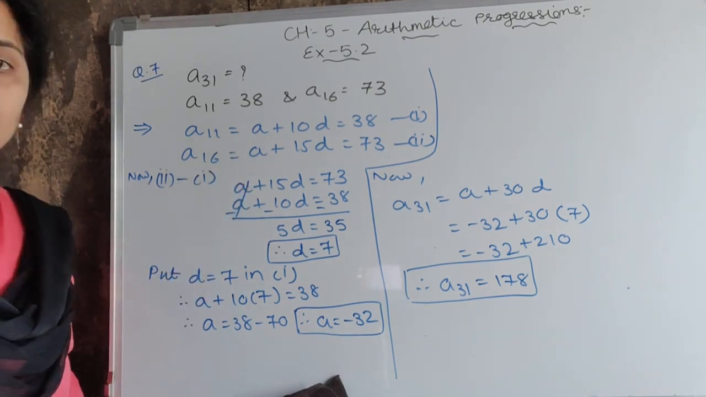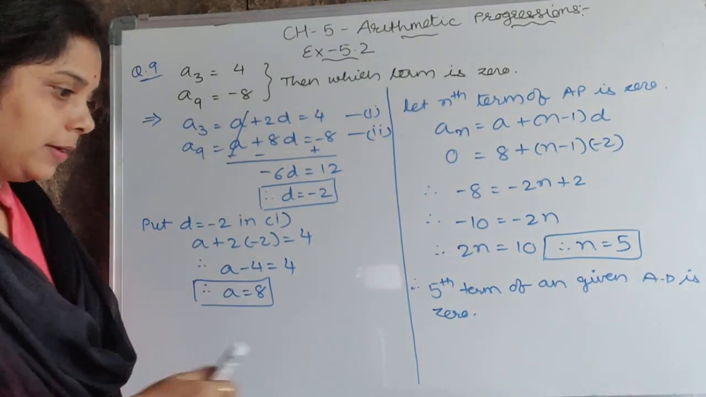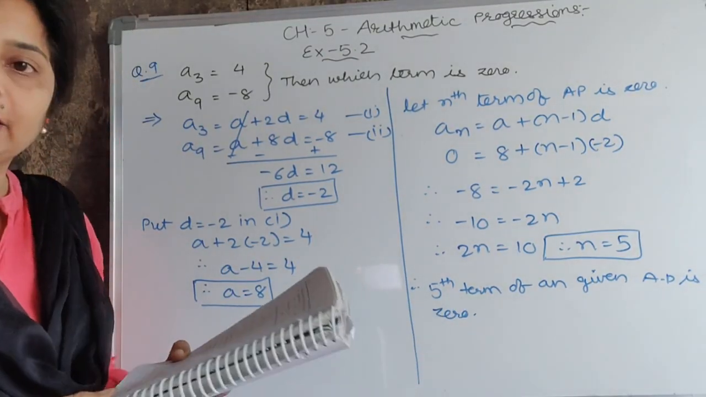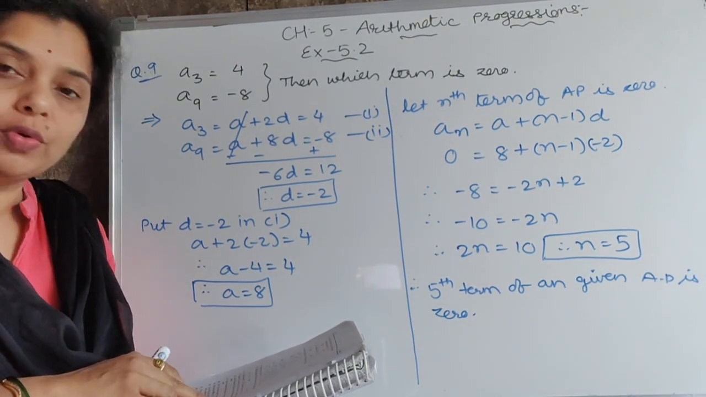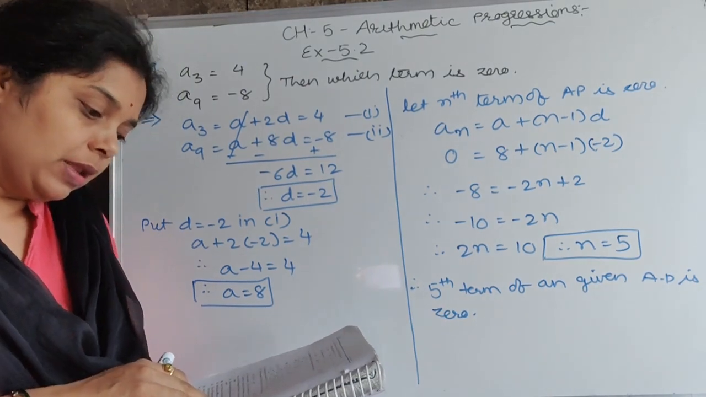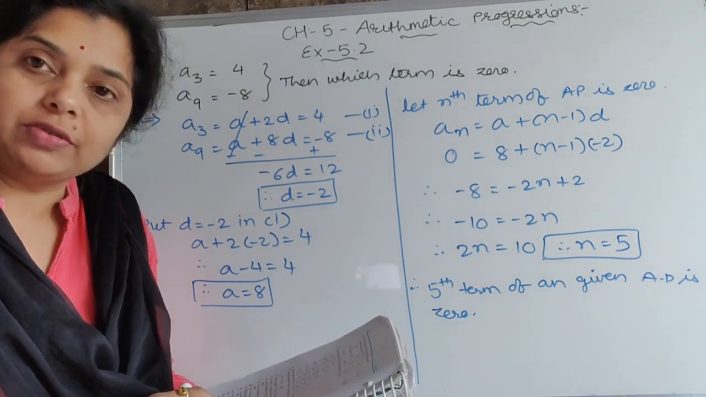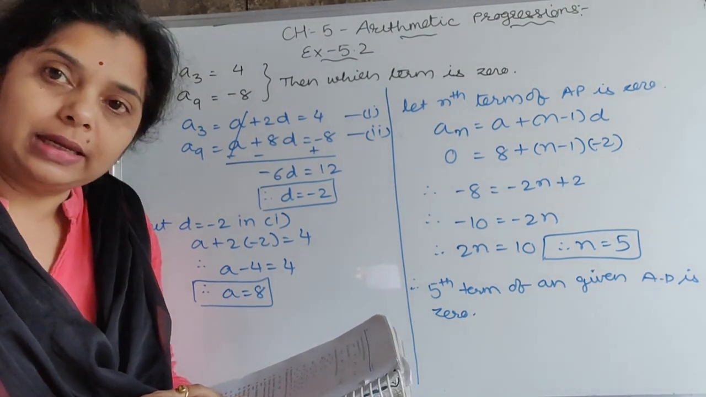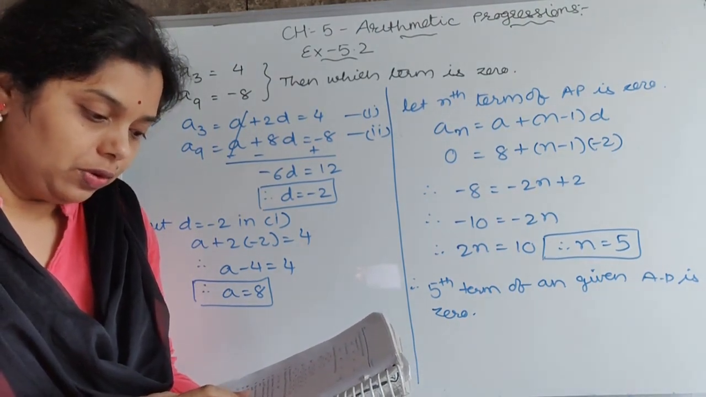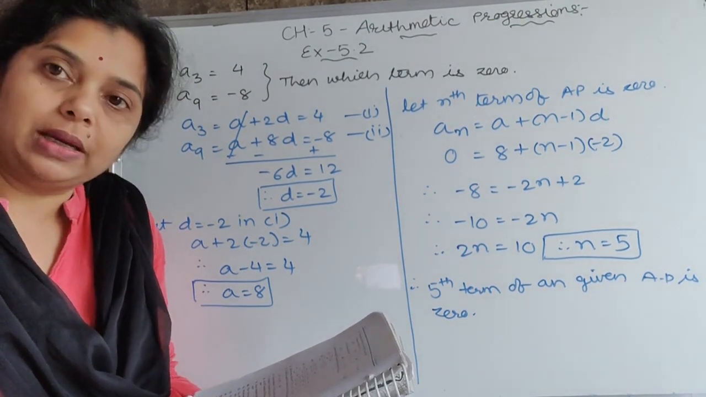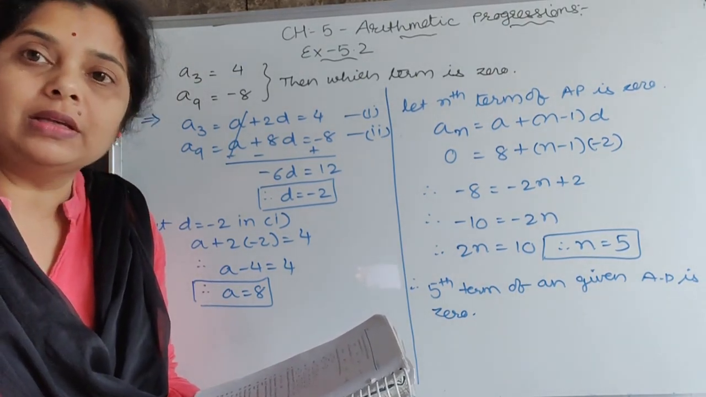We will continue with the 9th question. Next question, question number 9. If the third and the 9th term of an AP are 4 and minus 8 respectively. When it is written respectively, it means first it is the third term, so its value is 4, and then it is the 9th term, therefore its value is minus 8. A3 is equal to 4 and A9 is equal to minus 8. And they are asking which term of this AP is 0.